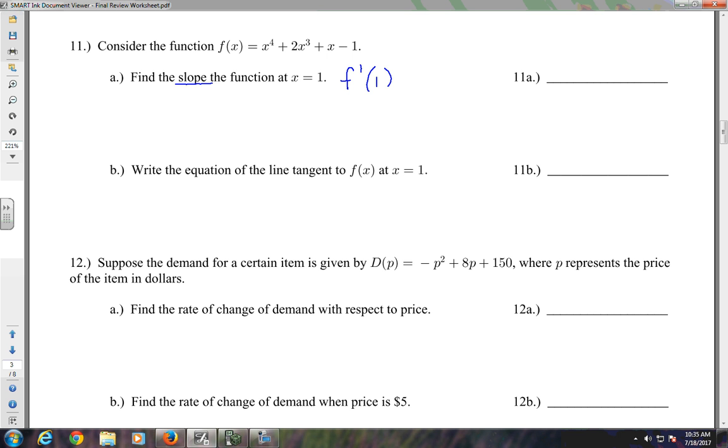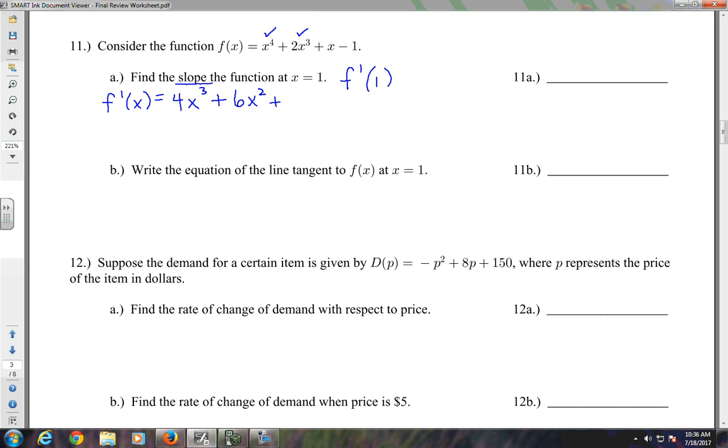So what we need to do first is find the derivative. In this case, we'll call it f prime of x. We're dealing with a polynomial, so we can simply differentiate term by term, applying the power rule each time. So the derivative of our first term, which is x to the fourth, is 4x to the third power, plus the derivative of our second term here, it's going to be 2 times power rule 3x squared. That simplifies to 6x squared.